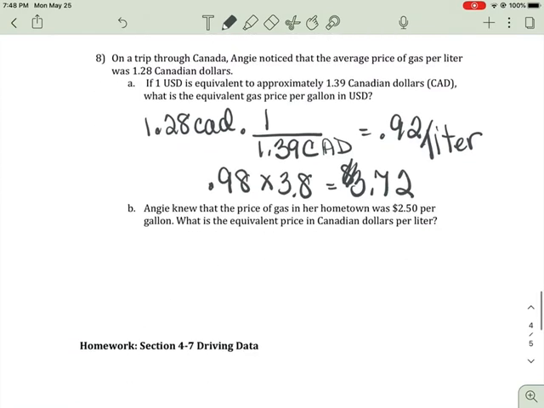And she knew the price in her hometown was $2.50 per gallon. So what is the equivalent price in Canadian dollars? Oh, I answered this question up here: 92 cents per liter.